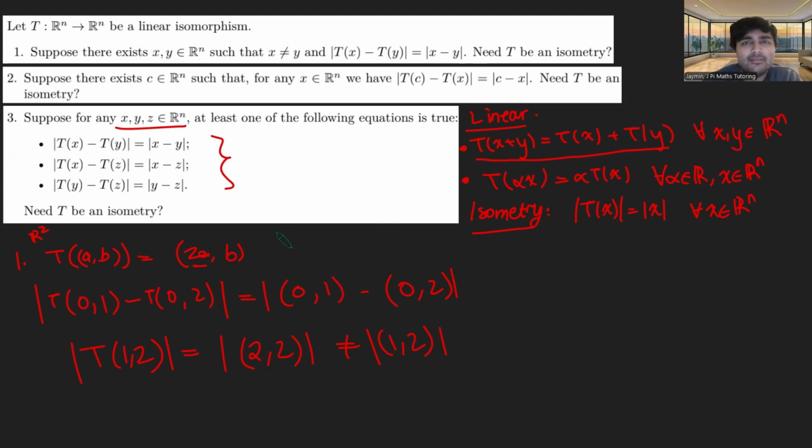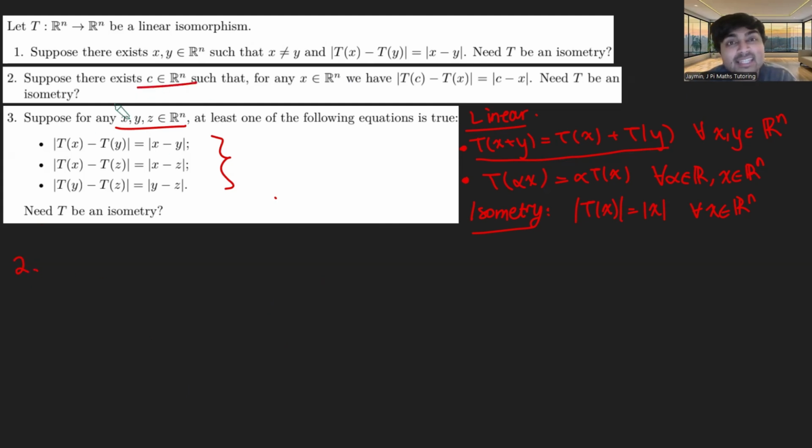Okay, cool. Let's look at the second part. So suppose now there exists some c in R^n such that for any x, this equation is true. It turns out that T does have to be an isometry.